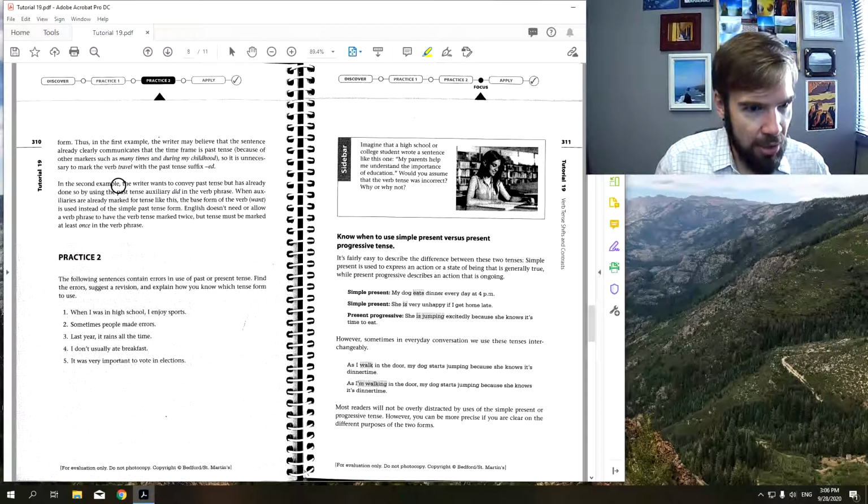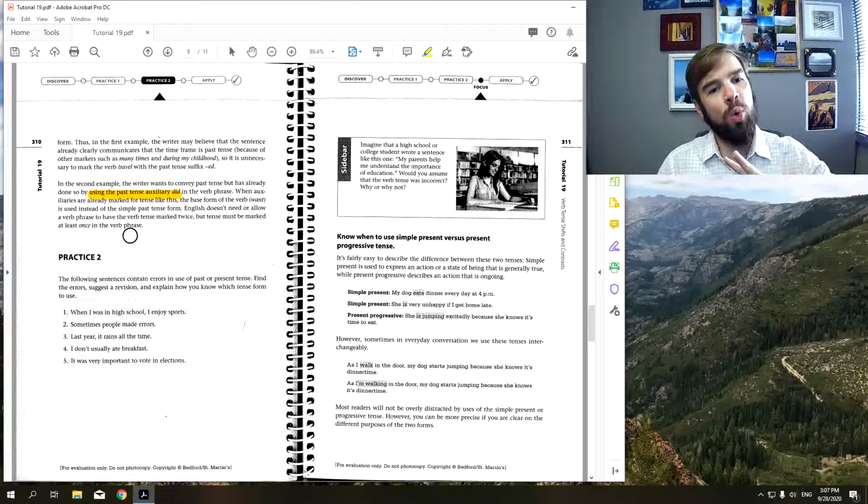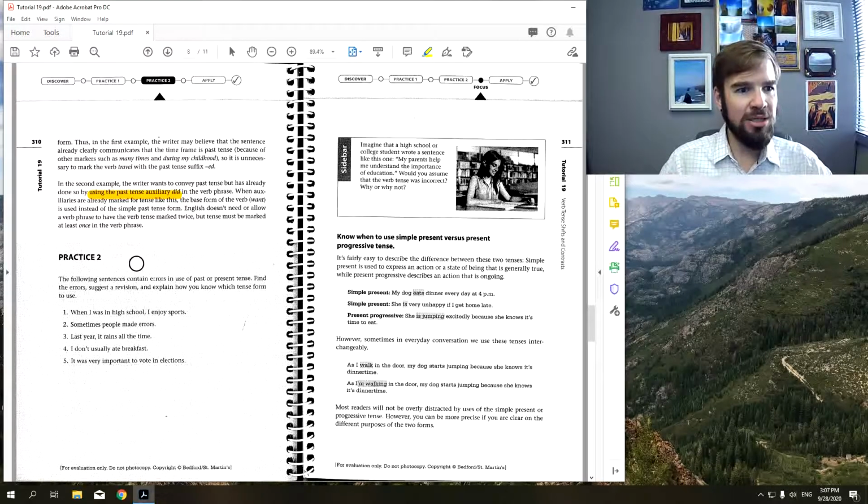In the second example, the writer wants to convey the past tense, but has already done so by using the past tense auxiliary did in the verb tense. When auxiliaries are already marked for tense like this, the base form of the verb, want, is used instead of the simple past form. English doesn't need or allow a verb phrase to have the verb tense marked twice, but tense must be marked at least once in the verb phrase.